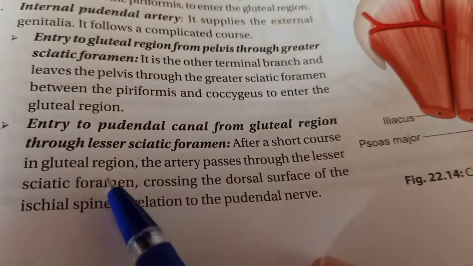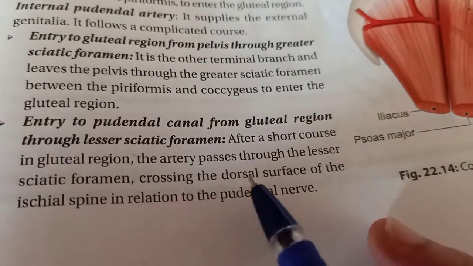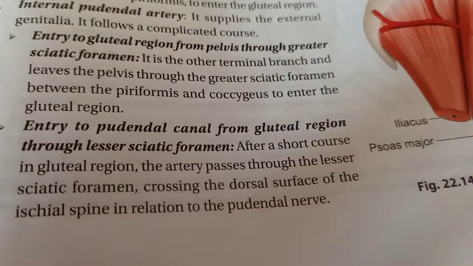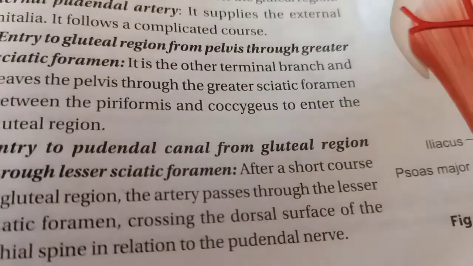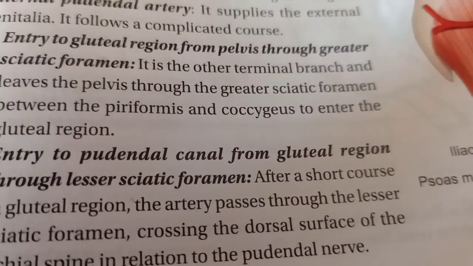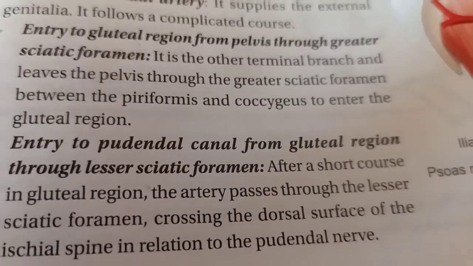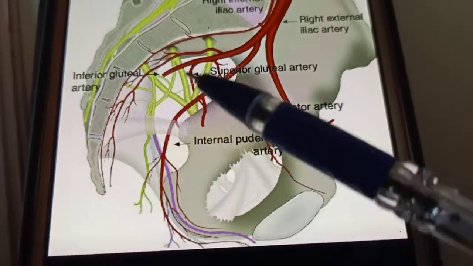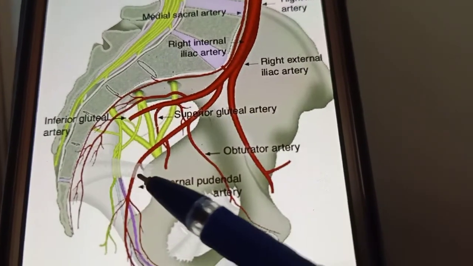After a short course in the gluteal region, the artery passes through the lesser sciatic foramen, crossing the dorsal surface of the ischial spine in relation to the pudendal nerve. So it will cross the ischial spine. Here you can see one more internal pudendal; it is crossing the ischial spine. See, this is the big artery, the internal pudendal.